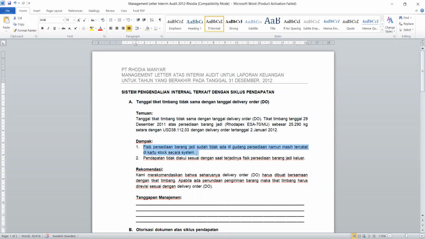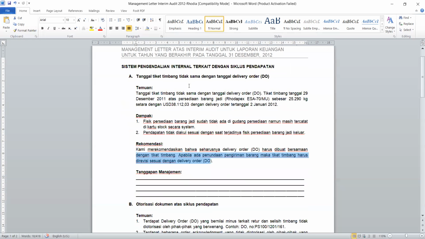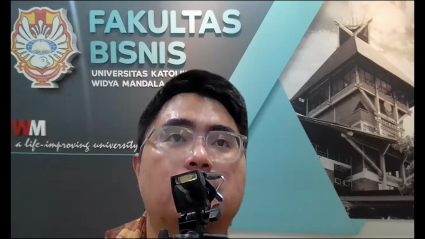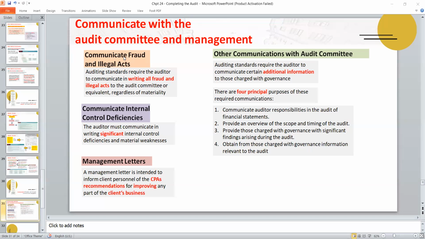This is the effect. Oh, dampaknya fisik persediaan barang jadi sudah tidak ada di gudang persediaan, namun masih tercatat di kartu stok secara sistem. Pendapatan tidak diakui sesuai dengan saat terjadinya fisik persediaan barang jadi keluar. Kind of crucial, yeah. And this is the recommendation. So they communicate in writing, yeah, in the management letter.